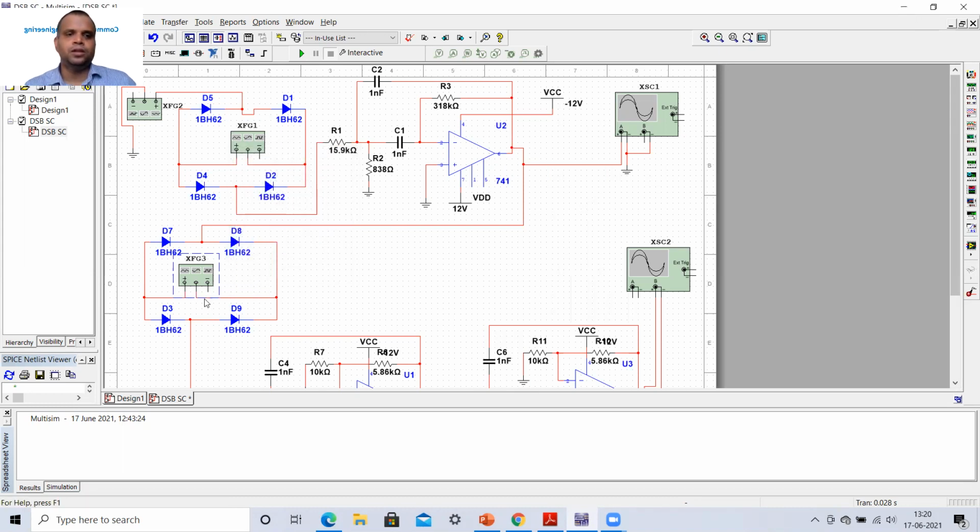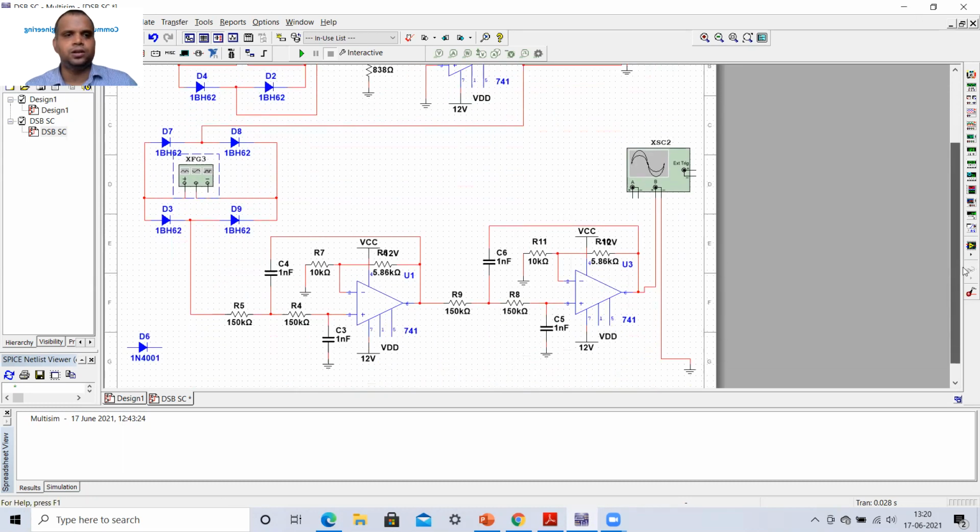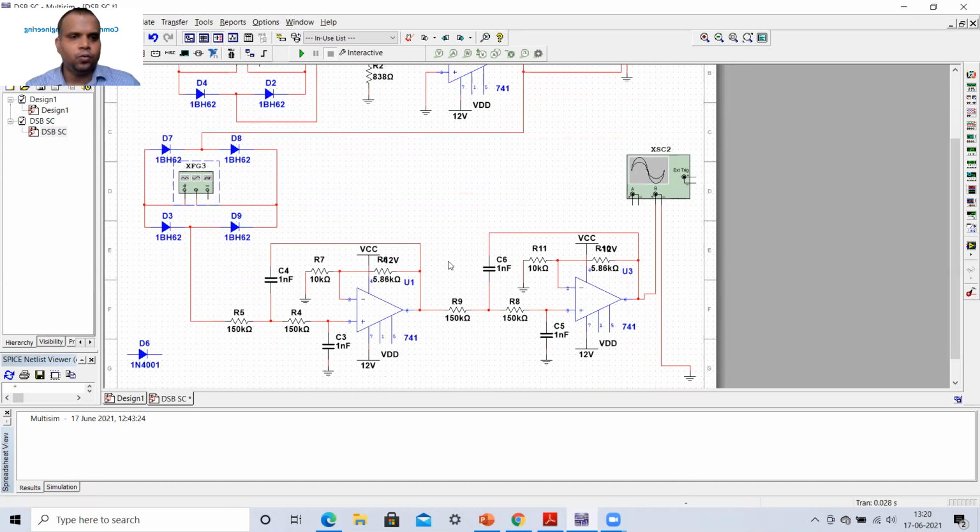Okay, the same sinusoidal wave I have used as the carrier, and after using it, what we can do is follow it with a low pass filter. It has to be followed by a low pass filter, so that this low pass filter will be able to extract the baseband message signal. This is a second order low pass filter, and I have already tested this circuit.